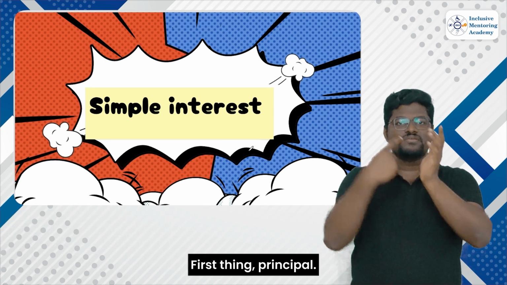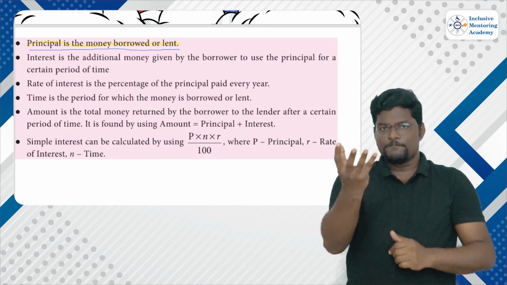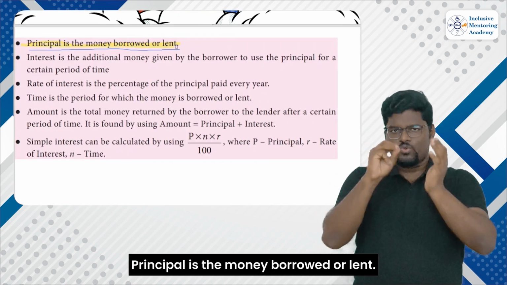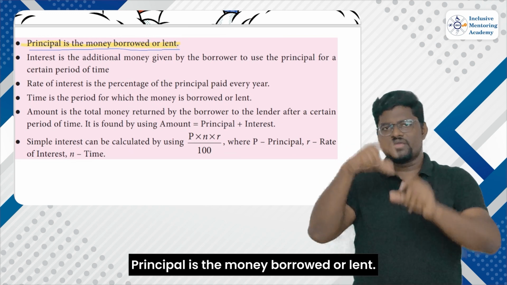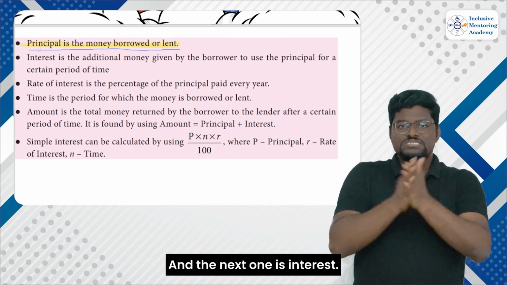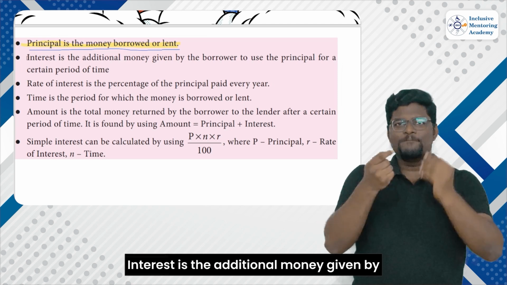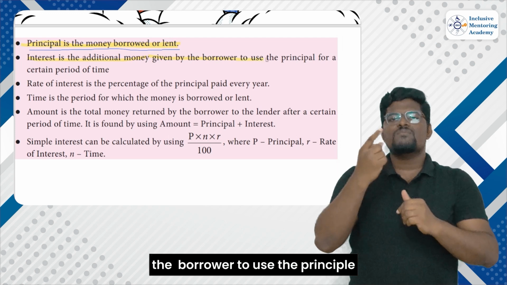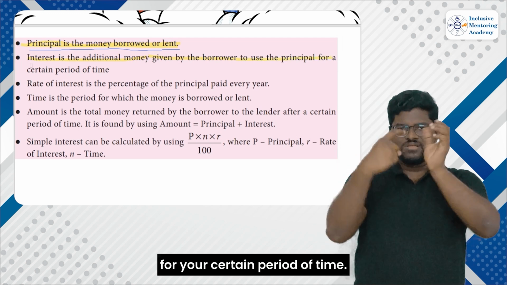First thing, principal. Principal is the money borrowed or lent. And the next one is interest. Interest is the additional money given by the borrower to use the principal for a certain period of time.